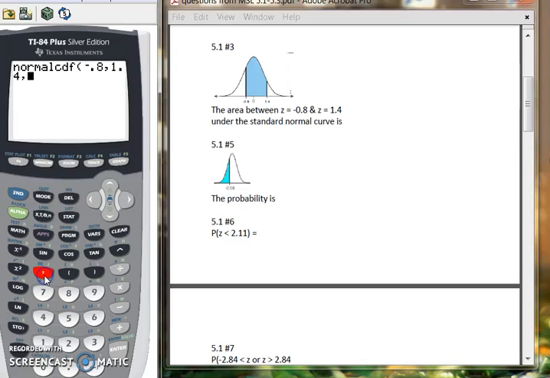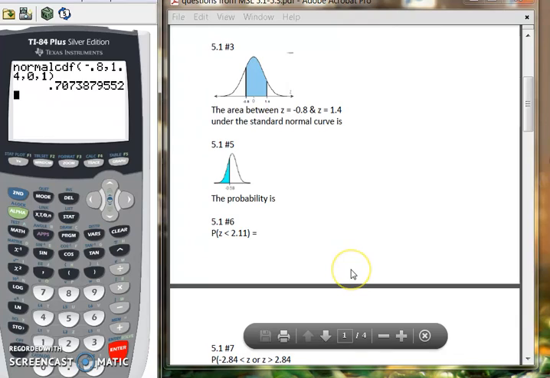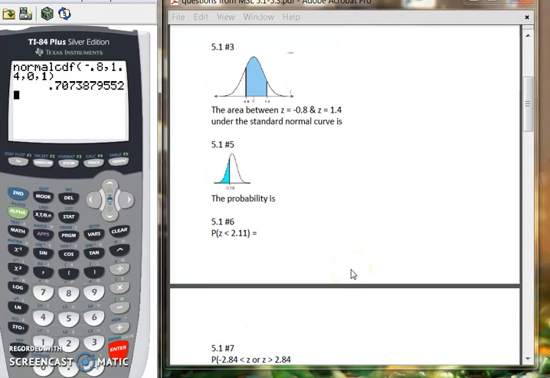comma, so it's the lower limit to the upper limit, and then we want the mean, which this is a standard normal curve, so it's going to be 0, comma, 1, and you can close your parentheses or not. And so enter. And then they wanted us to round to 4 decimal places, so it would be 0.7074.